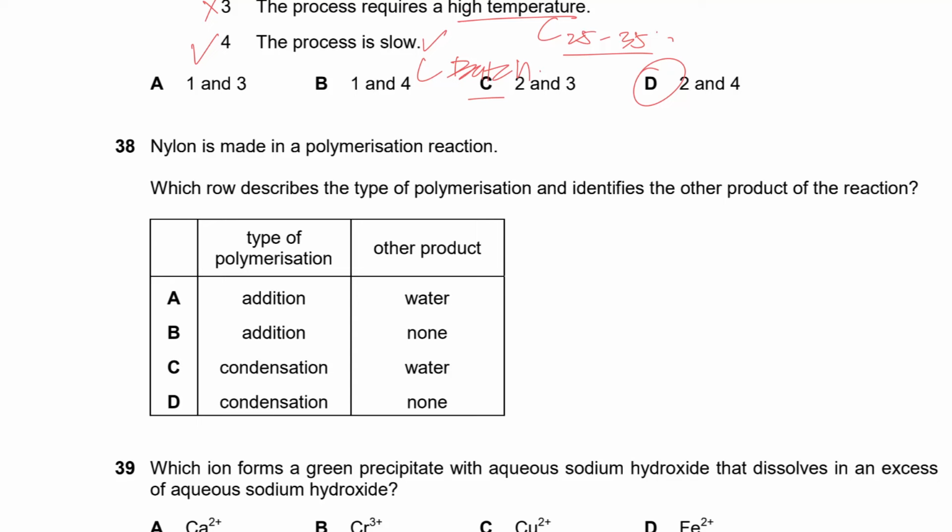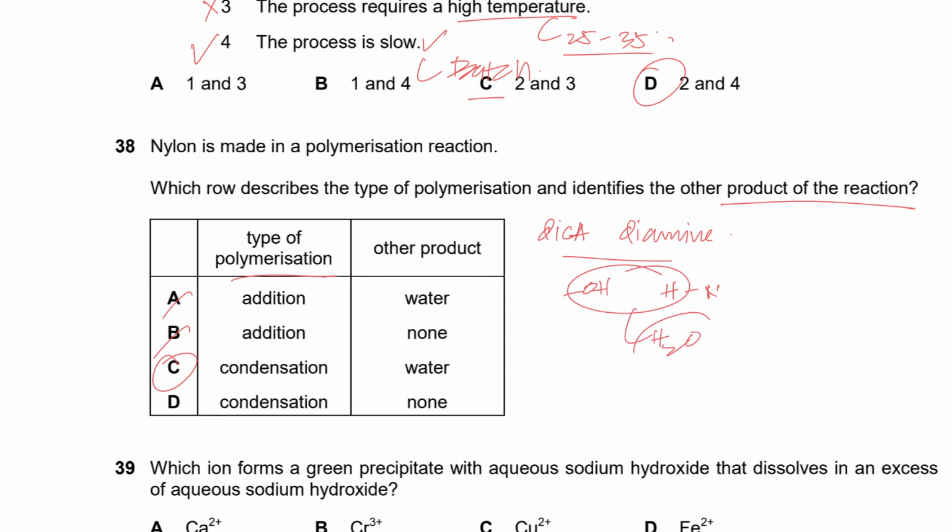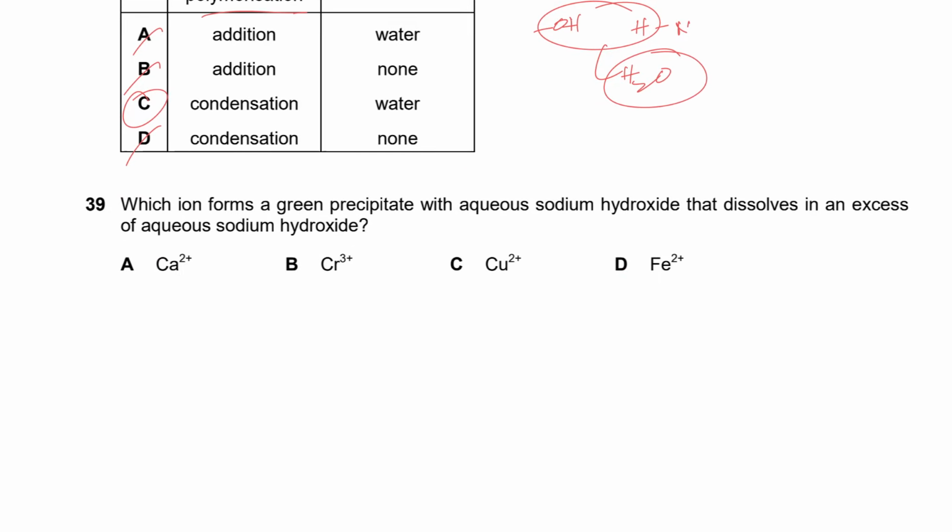Next, nylon is made through polymerization. The type of polymerization is not an addition polymer, it's a condensation polymer. It says which row describes the polymerization and defines the other product. The other product is water. Remember that it requires dicarboxylic acid and diamine. And how do a dicarboxylic acid and diamine join? The carboxylic acid loses the OH and the amine loses the H, and that gives you H2O. In condensation, always a byproduct is formed. So D is wrong.